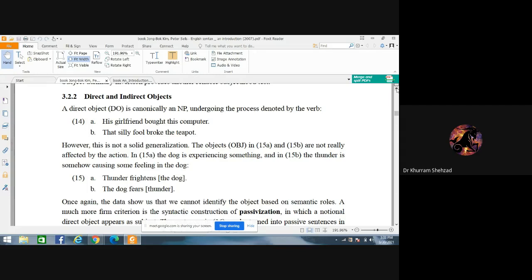Then we also read that if there are two sentences and the subject of the two sentences is the same, the second subject can be omitted. But when it is the case with the object, then the object cannot be omitted. So these were some of the things that we talked about in our last class.